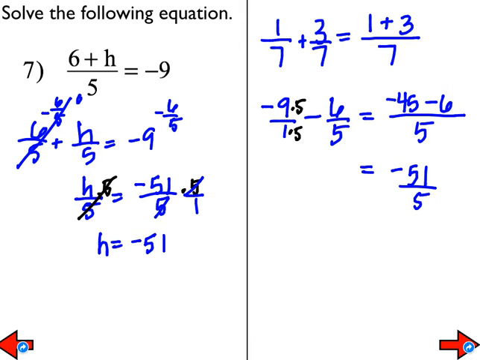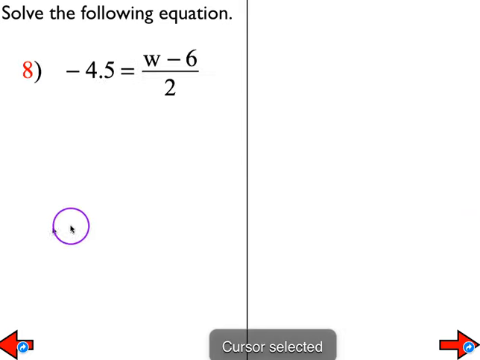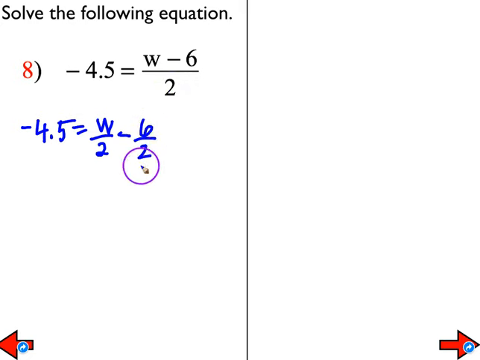So now let's go ahead and try another example. Let's try number 8. So here we're going to do the same idea. We're going to rewrite this as a fraction. So I would rewrite this as -4 5/10 equals w over 2 minus 6 over 2. Here what's nice is I'm noticing 6 over 2 can be simplified to just 3. So I'm going to rewrite this as -4 5/10 equals w over 2 minus 3.